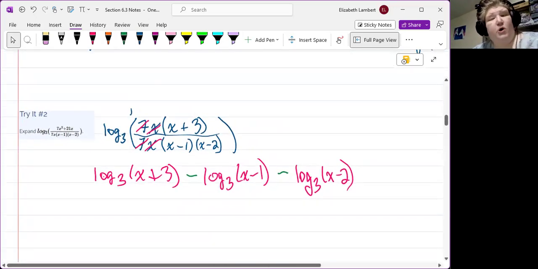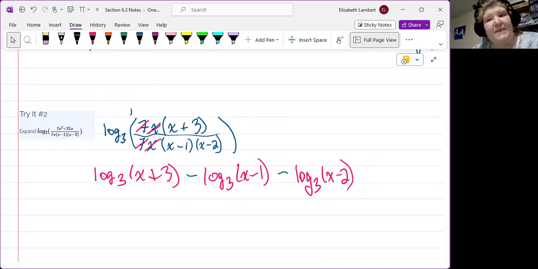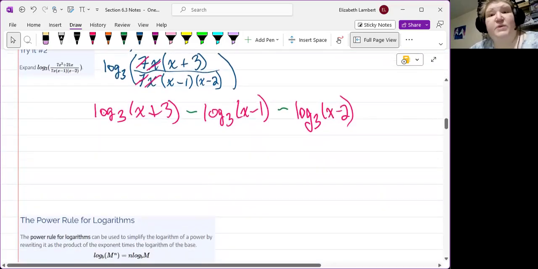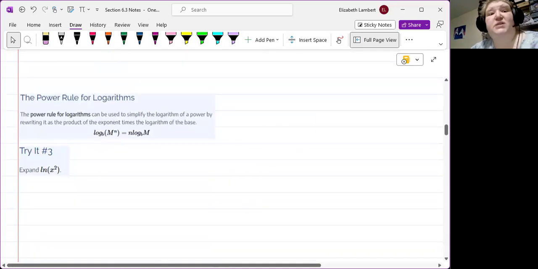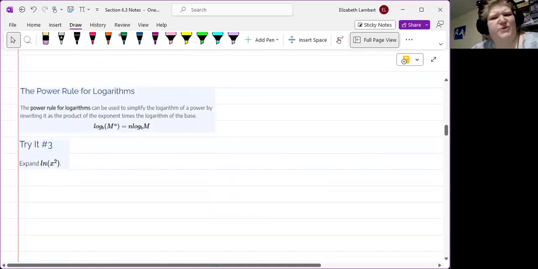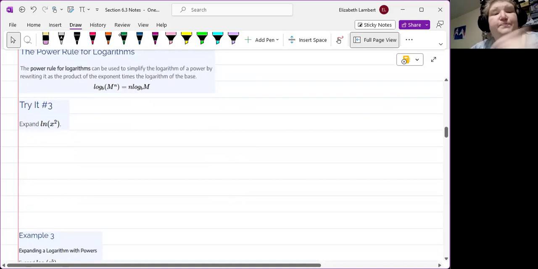Now, I want you to pause and look at this, because in the next video, we're going to do this backwards. This is all expanding using the rules. I guess I think of this way as more straightforward. But then when we do compressions and put them back into one log, we have to do all those steps backwards. It gets a little weird.